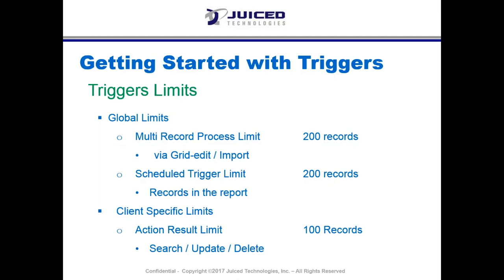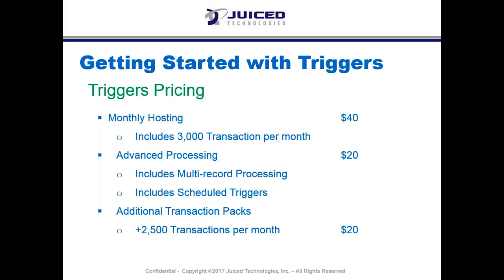It's based on the number of records in the report. So you can be crafty in that, and you can filter your report a certain way, and then you can run it multiple times to circumvent some of that. But in one transaction, we want to keep it to these limits for now. We do have some client-specific limits, which are really what we call action result limits. If you're searching through a table, we'll only allow you to bring back 100 records during that search. If you're updating in an update action, you can only update 100 records in one update action, as well as delete. Just to give you an idea of some of the limitations that we have.